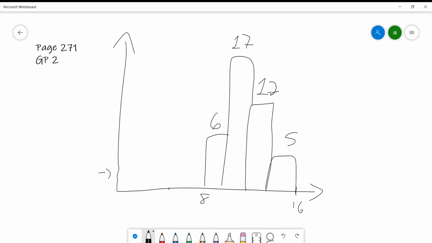So for A, what does it say? Give your answer as a percent. The answer is 15% for A. How do we do that? Well, we take 6 divided by 40. There are 6 fish that have a mass at least 8 kilograms, but less than 10 kilograms.